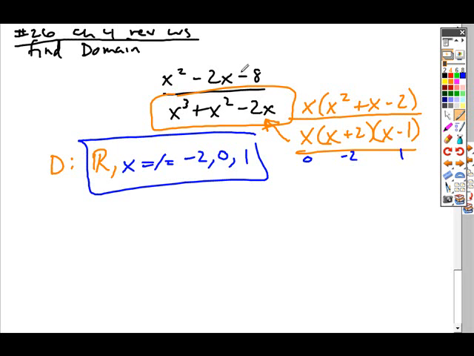You don't have to go through and simplify and cancel, okay, which is what most people are doing. Here you just find what the domain restrictions are. You don't have to reduce the fraction down.